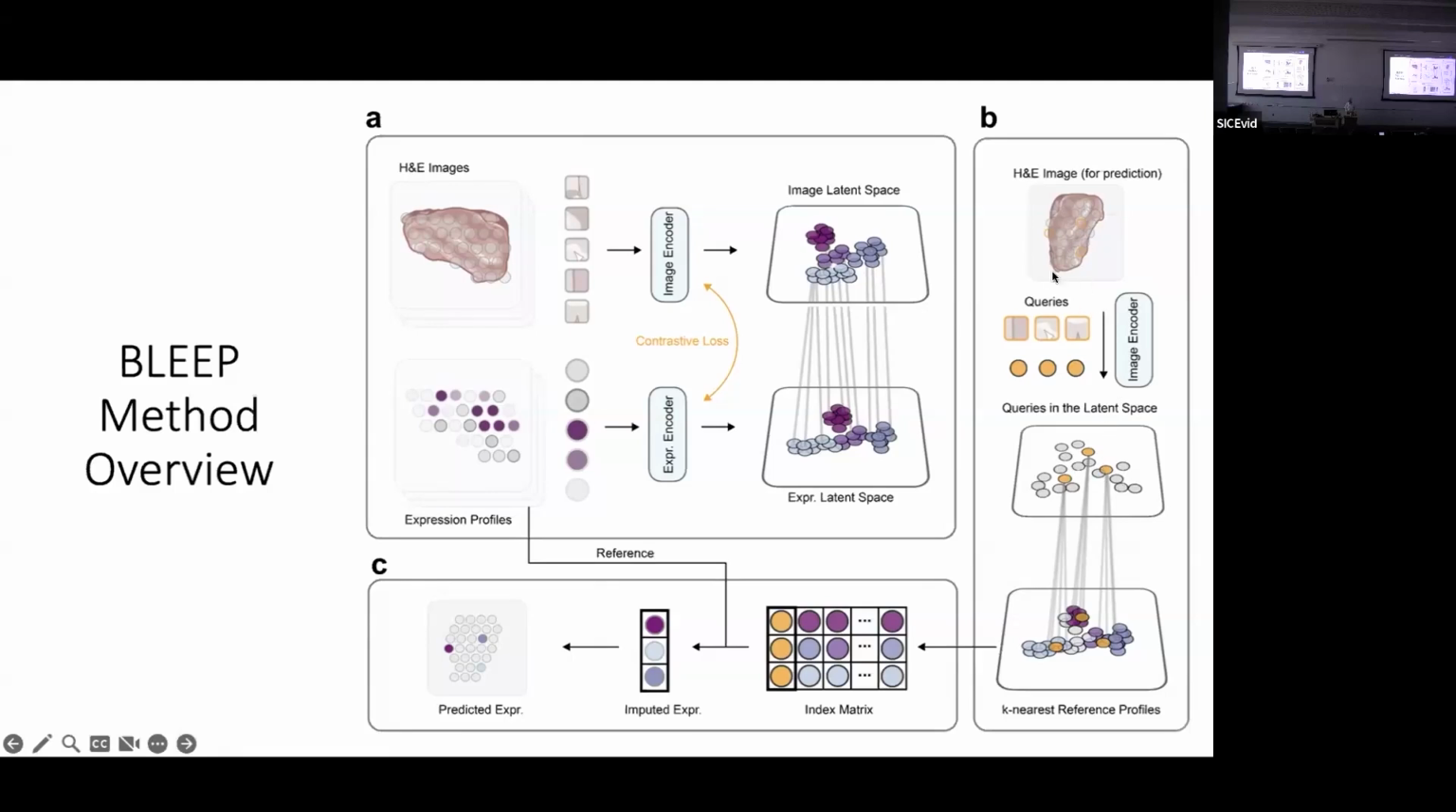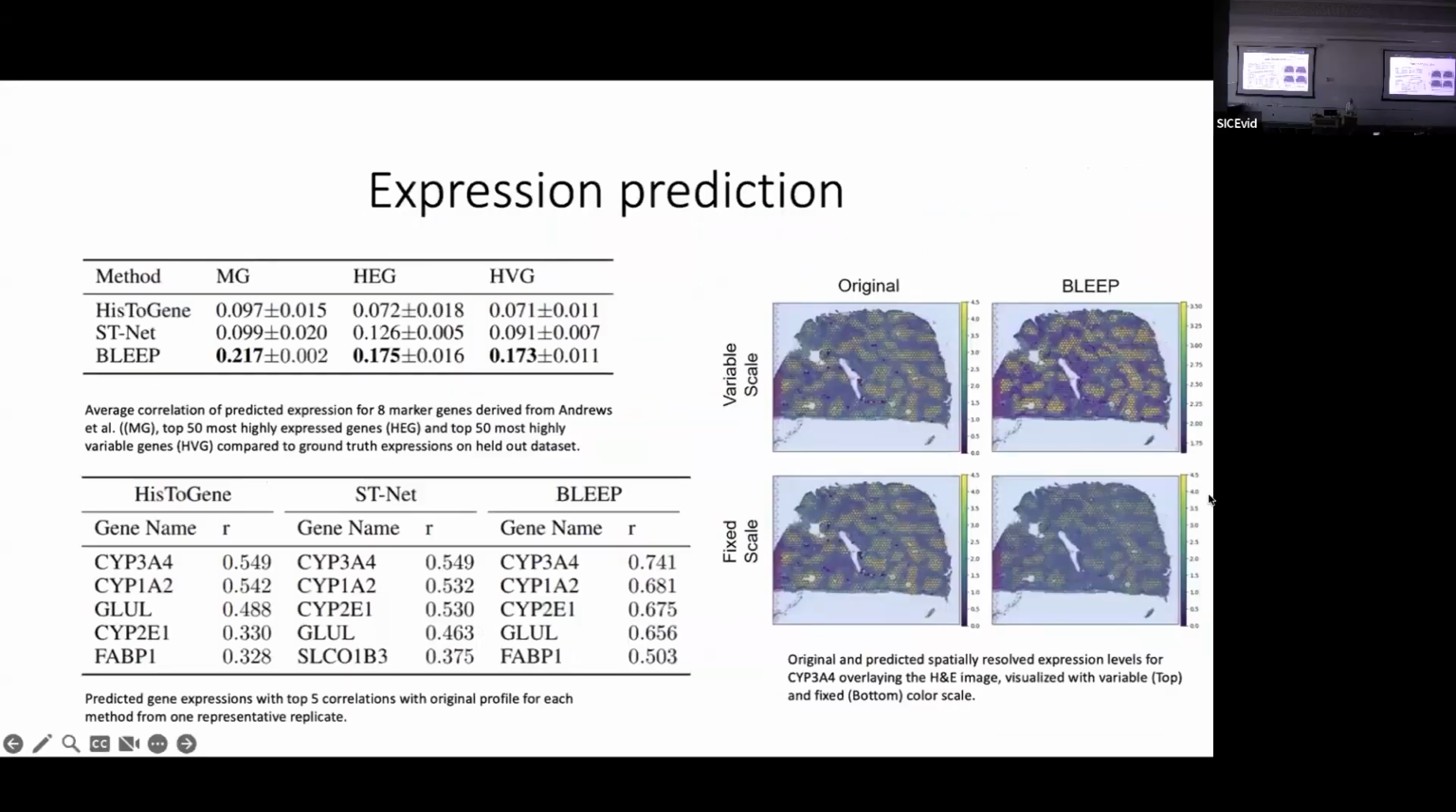So we can take an image, convert it into patches, and read out a transcriptome from each of those patches, predicted from the system. And here's a good example of how it works. This is an original overlay of a specific gene, the CYP3A4 gene, and you can see its expression level across space, where yellow is high. And just given the image, BLEEP is able to predict this pattern, and that correlation is around 74%. So that's very good. That's our best example.